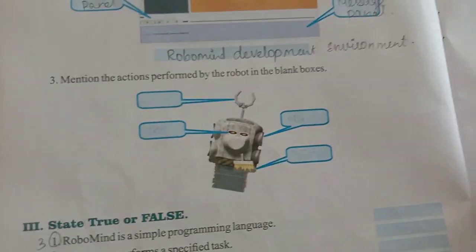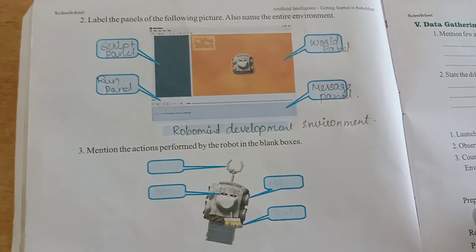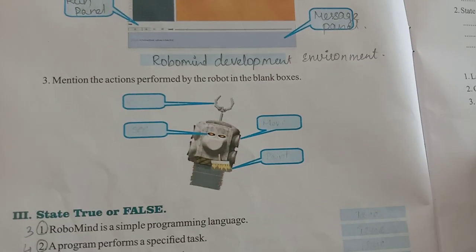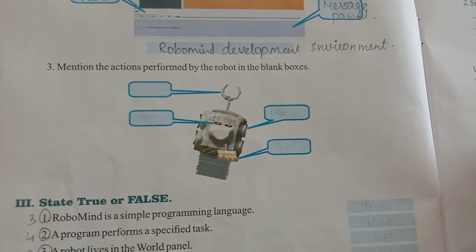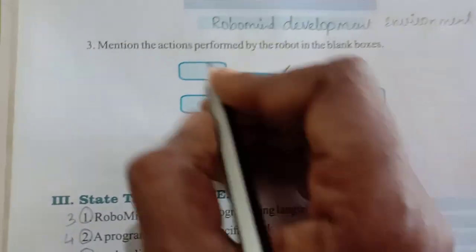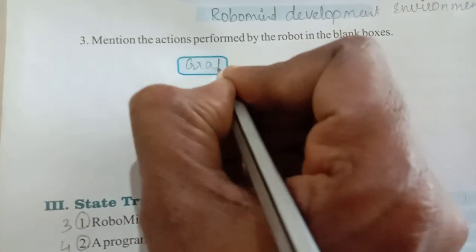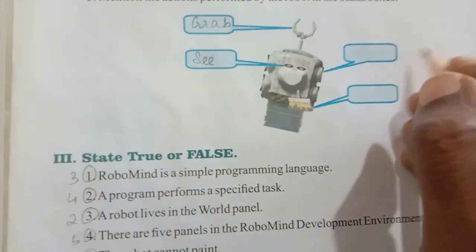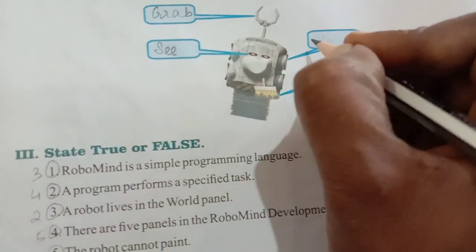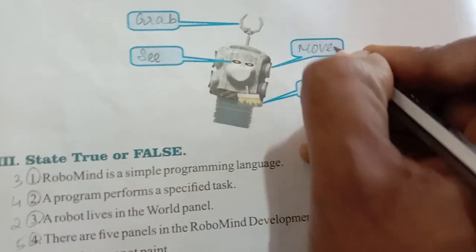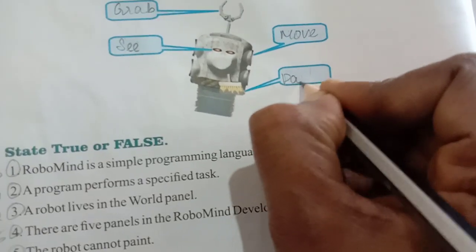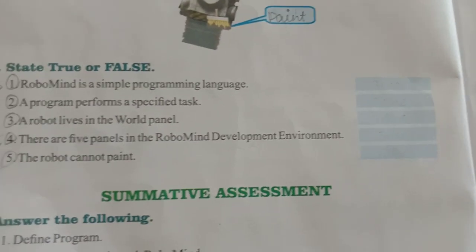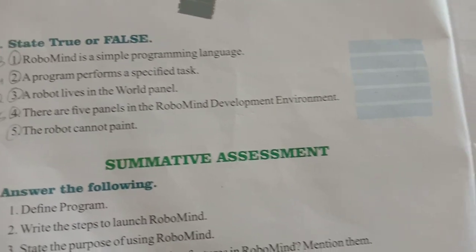Okay. Next we are moving to the third question. Mention the actions performed by the robot in the blank boxes. What is this? It is a grab, right? So it is a grab command. What is it? See. You can see around. The robot can. This is move. This is paint. Okay. Next we are moving to the third main.